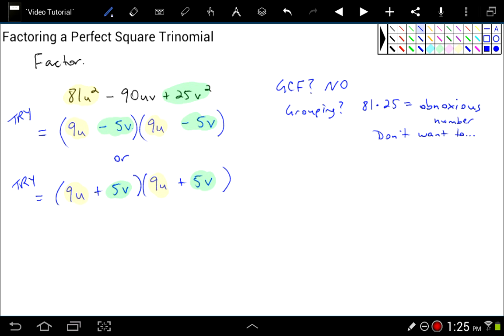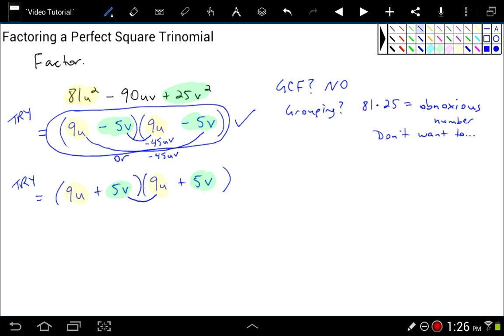All I have to check is my middle term, which I know is a combination of these with these. Negative 5v times 9u is negative 45uv. 9u times negative 5v is also negative 45uv. And if I add those together, which is what I'm supposed to do, I will get my negative 90uv. So this one works. So I've factored my trinomial, and it in fact ends up being something times itself, so that means it's a perfect square trinomial.